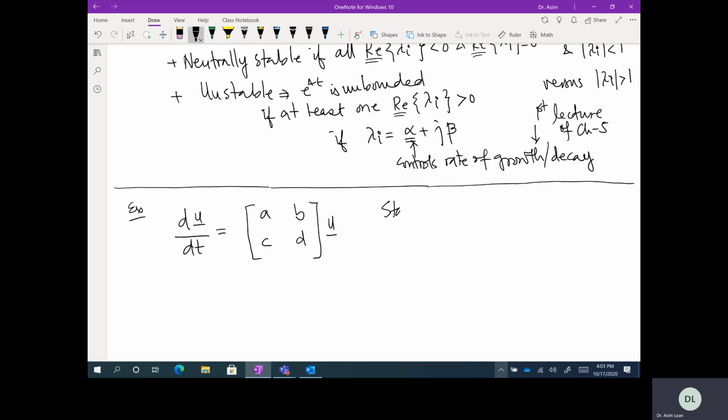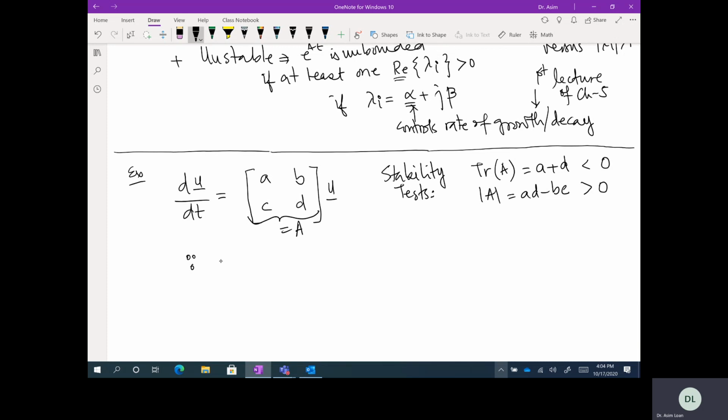So what are the stability tests? The trace of A, which is a plus d, should be negative, because then the eigenvalues are negative. And the determinant of A, which is ad minus bc, must be positive. And let's see why. The determinant of A minus lambda I is (a minus lambda)(d minus lambda) minus bc, which is equal to lambda squared minus lambda (a plus d) plus ad minus bc.